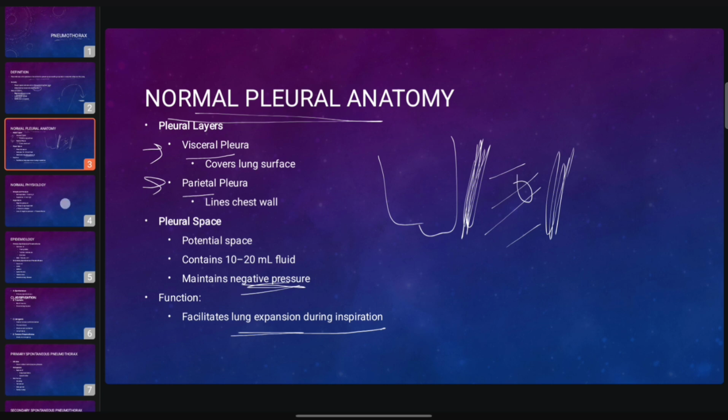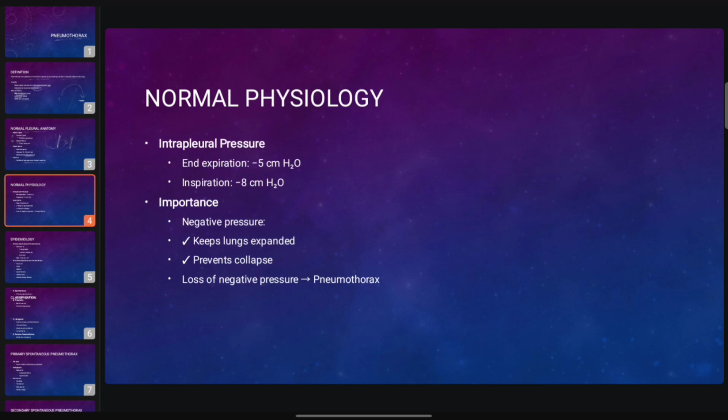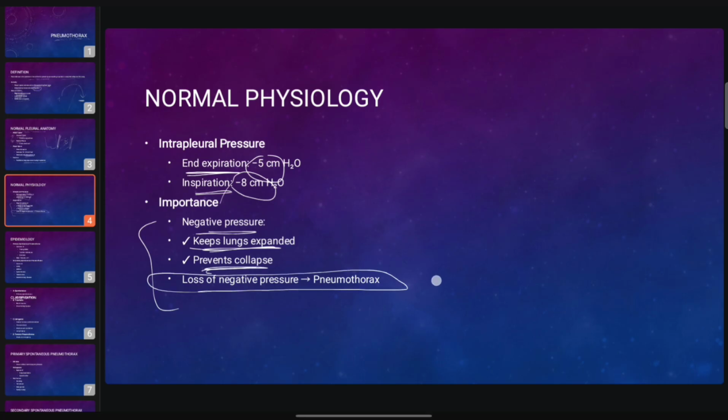Okay, and this fluid maintains the negative pressure, and its function is that it facilitates lung expansion during inspiration. In the normal physiology, intrapleural pressure at the end of expiration is -5, and in inspiration it is -8. The importance is that this negative pressure keeps lungs expanded and prevents their collapse, and the loss of this negative pressure results in pneumothorax.